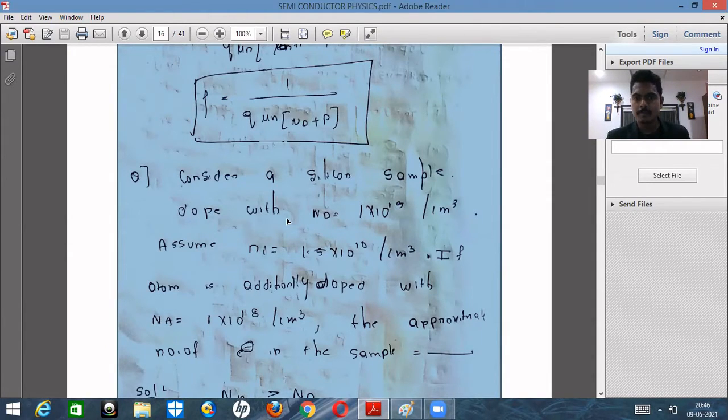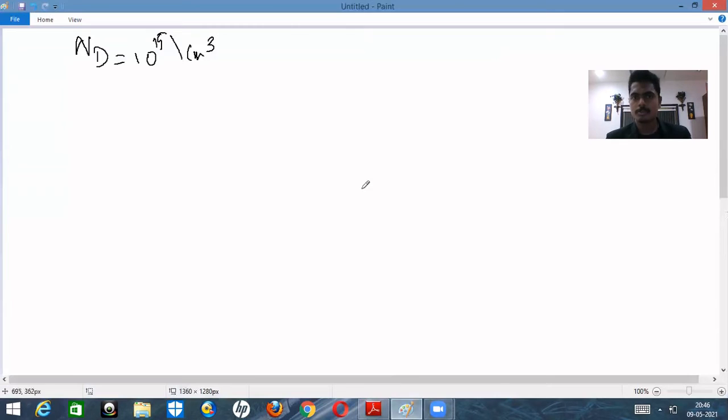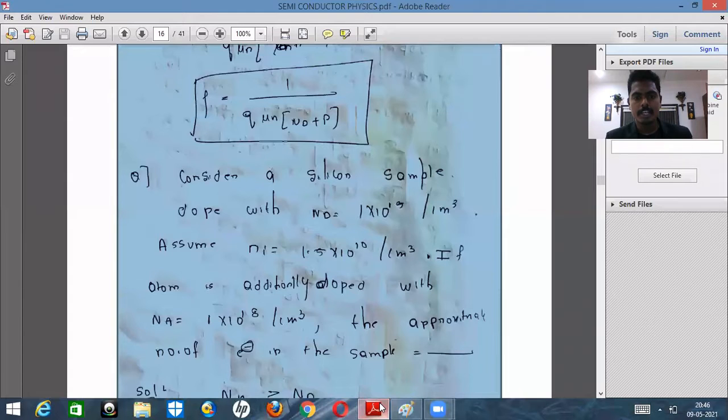So consider the silicon sample which is doped with Nd equal to 10 power 15 per centimeter cube, and let us say the intrinsic concentration ni is equal to 1.5 into 10 power 10 per centimeter cube. This is the intrinsic concentration, and this is the donor concentration, which you already know is denoted simply by Nd.